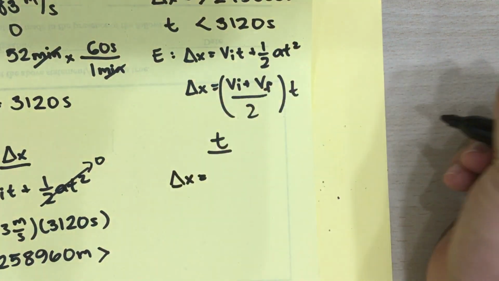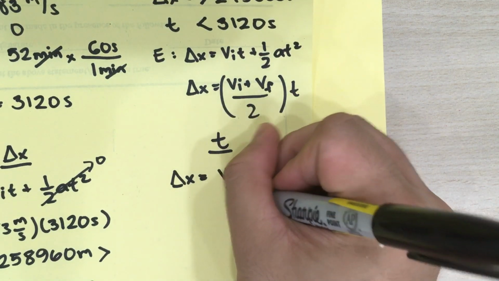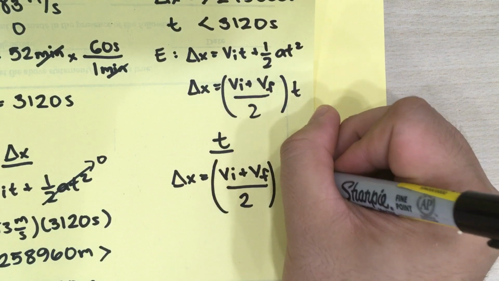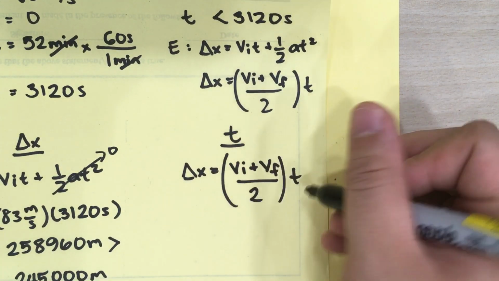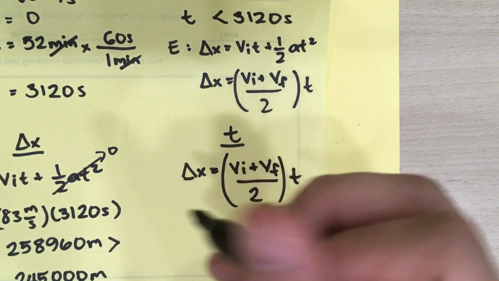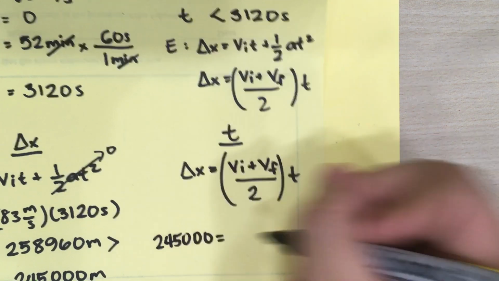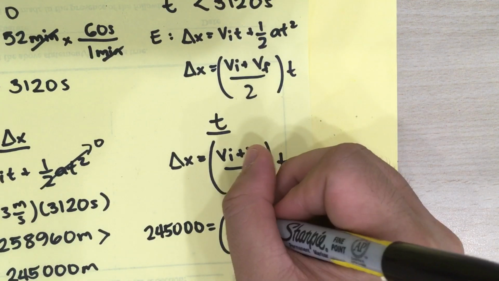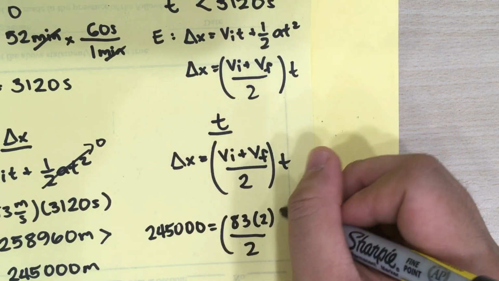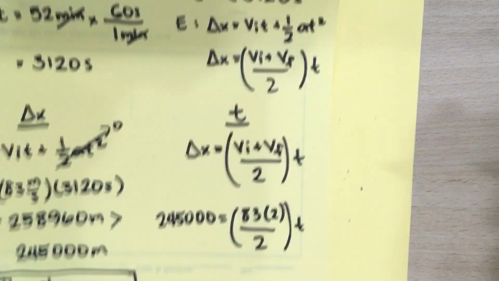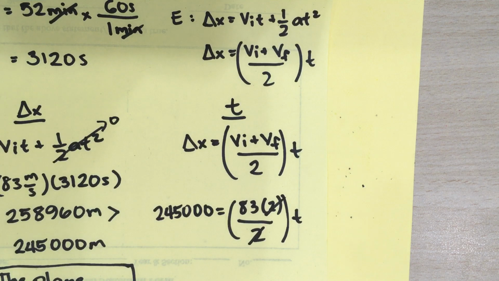Delta x is equal to (VI plus VF) divided by 2, multiplied to the time. Okay? So this time we're trying to prove the time, so we don't know time. But we know delta x to be 245,000. We know VI and VF to be both 83. And we'll multiply that to 2. There's a 2 at the bottom. Okay? And we're trying to get the time. The 2's will just simply cancel out because they're both 83.